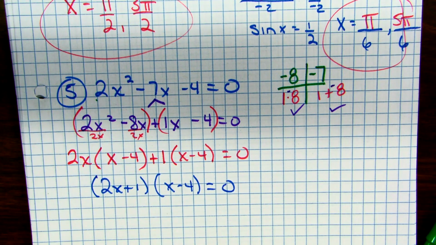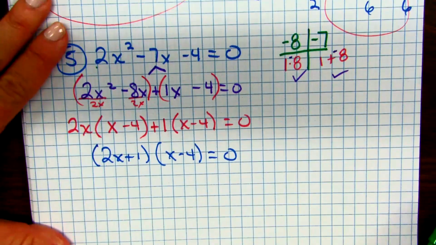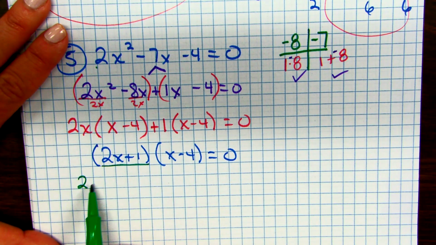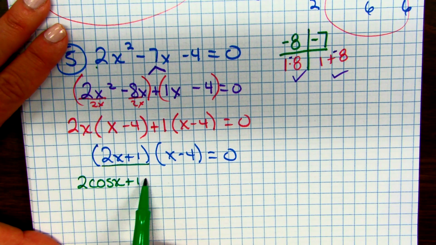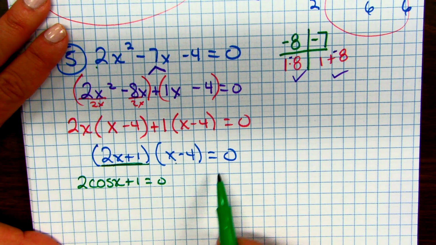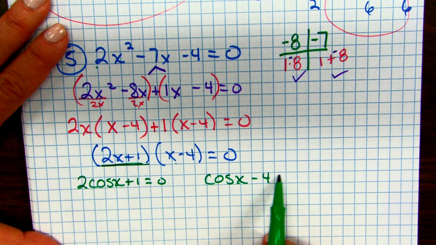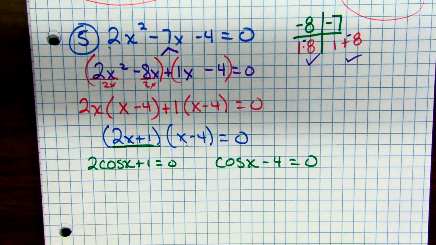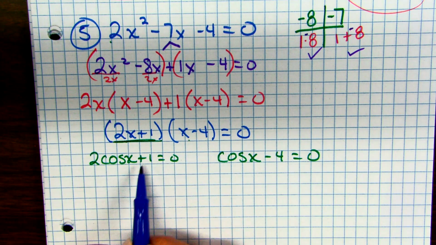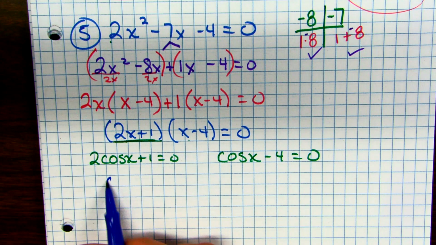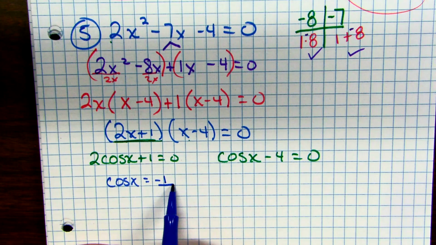Now's the time where I'm going to slip. Let's look at the problem. Number 5 is cosine. So anywhere I see an x, I'm going to slip the word cosine right in front of it, okay? And set it equal to 0 and solve. So this one would be 2 cosine x plus 1 equals 0. And this one would be cosine x minus 4. And we're still not done. We got to get cosine and x by itself. So I'm going to subtract 1, divide by 2. Show the work or don't show the work. That is your choice.